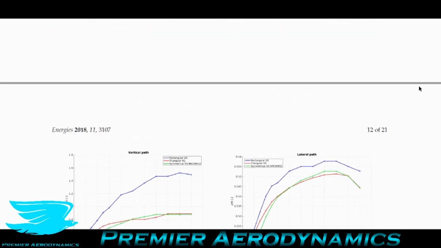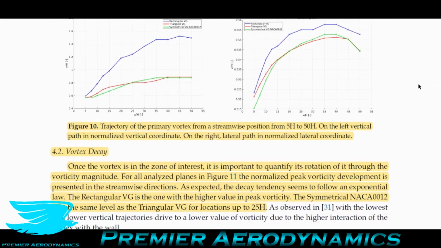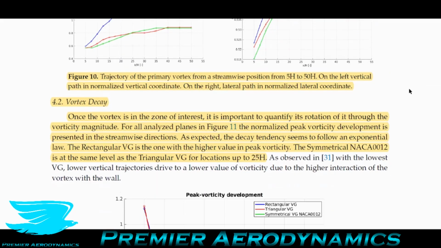That's why I'm going to end this podcast, because there's still another half of this paper where we talk about vortex decay and strengths and that. That's a very interesting part, and there's a lot to talk about there. That'll be in podcast number 2, the second part.